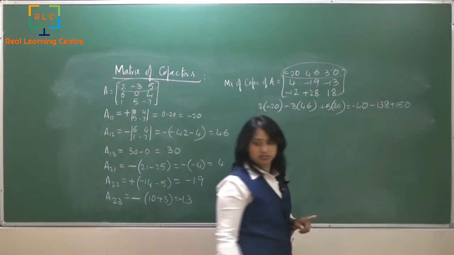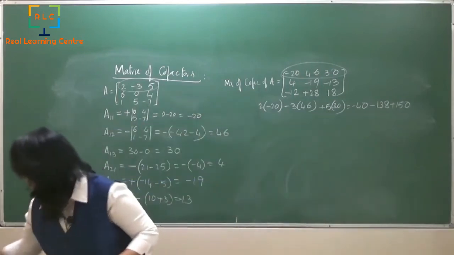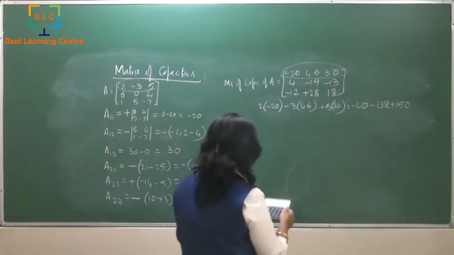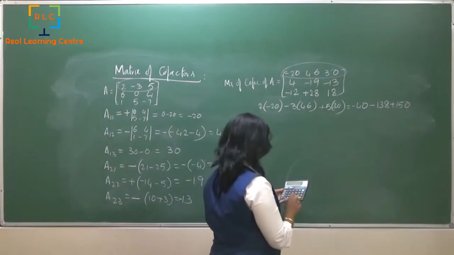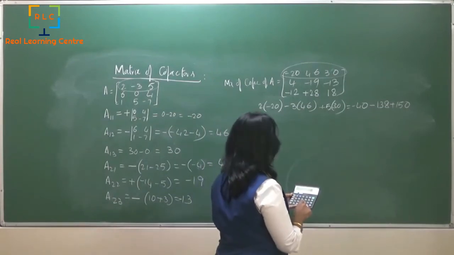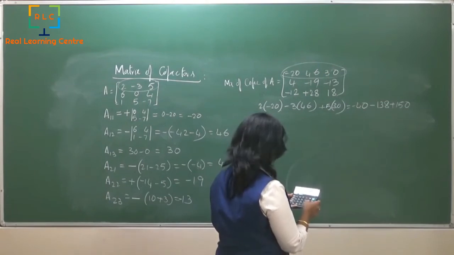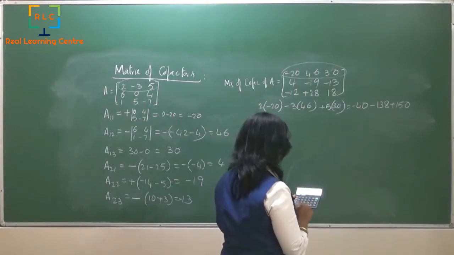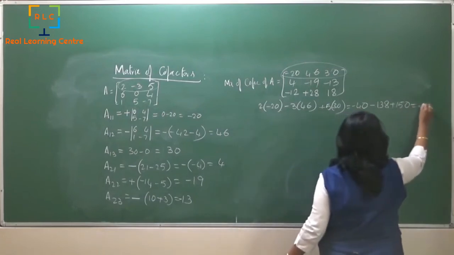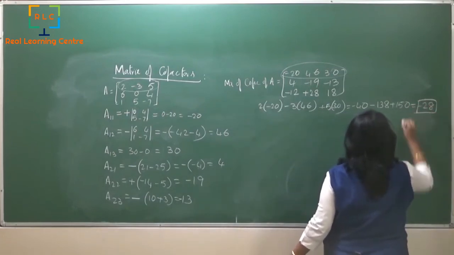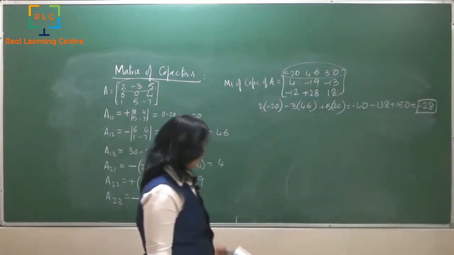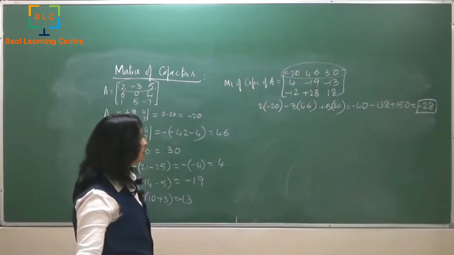How much does this give you? I shall just calculate. This will give you 138 plus 40 is equal to 178 minus 150 is equal to 28. So this is equal to minus 28. Okay, 150 minus 178, you have got 28.